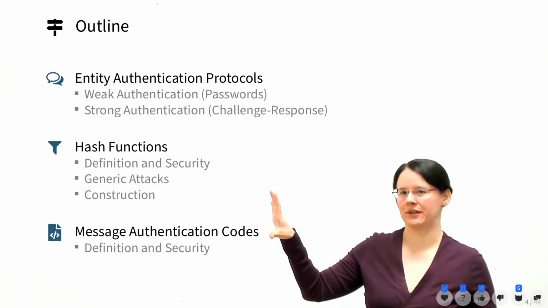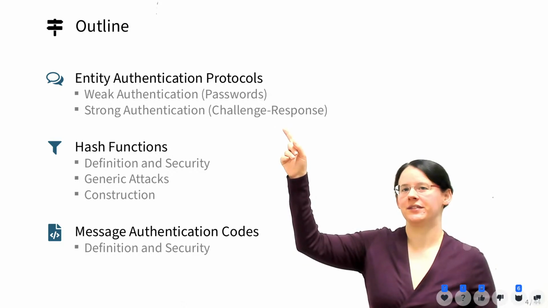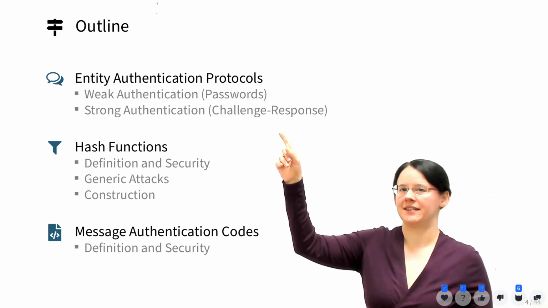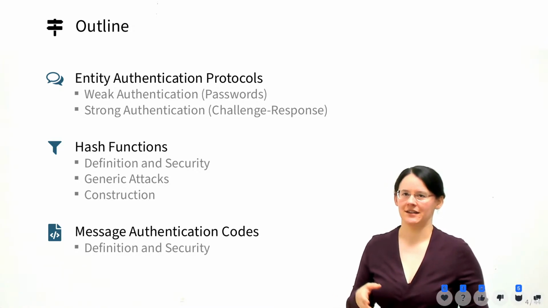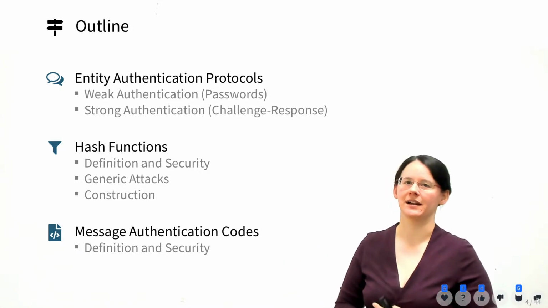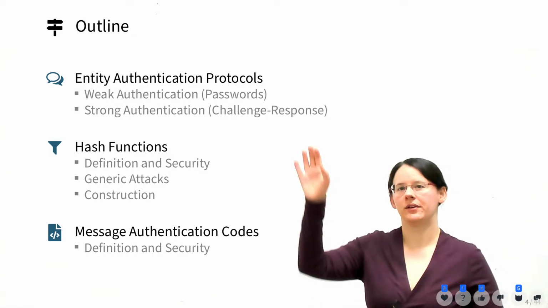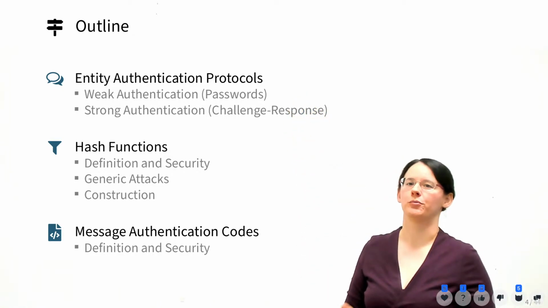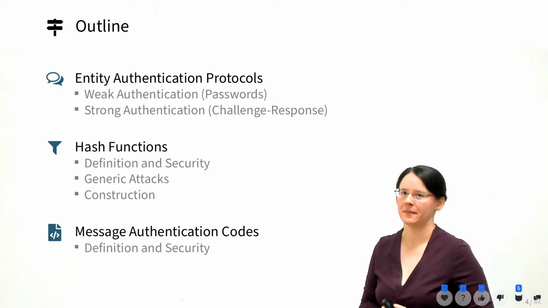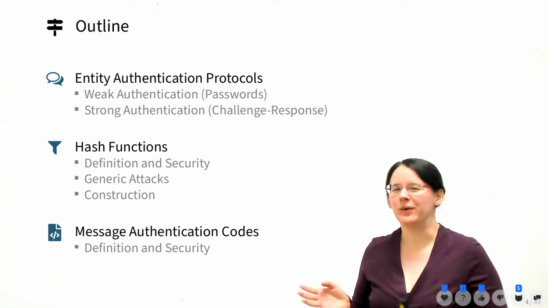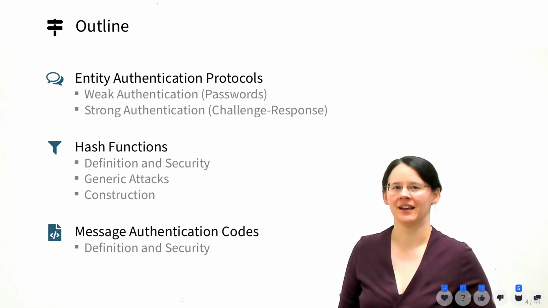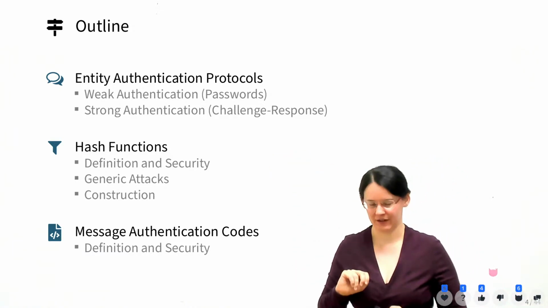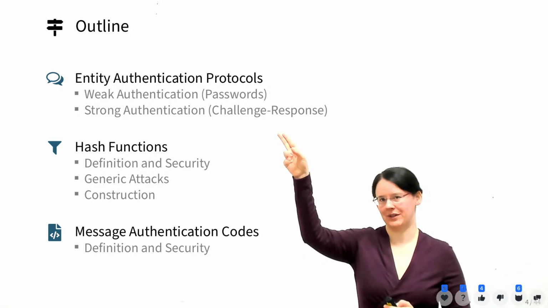But before we do that, we're going to have a look at what they can actually be used for. And that's entity authentication protocols, which means somebody authenticates to somebody else as a person. And we'll look at two variants of this, so-called weak and strong authentication, where weak authentication isn't necessarily always weak, but it's just called like that. Okay, so let's first have a few introductory words before we dive into this part.